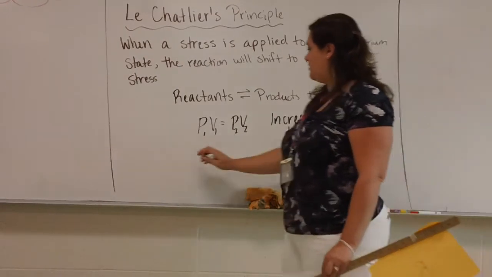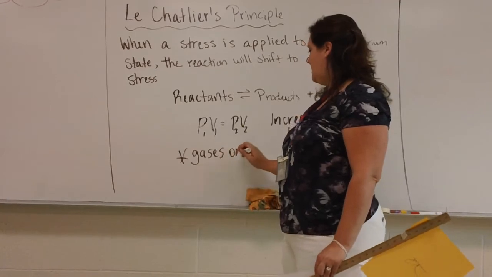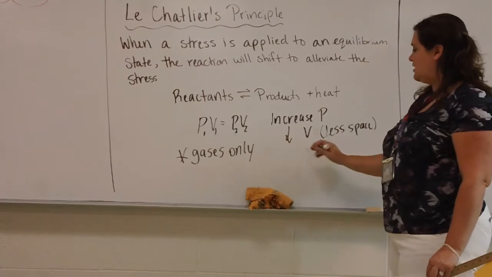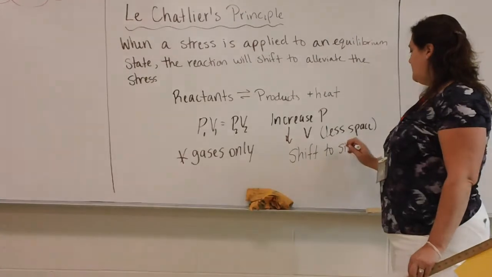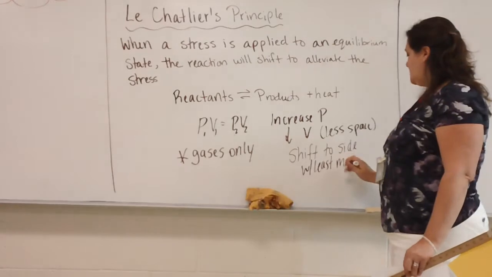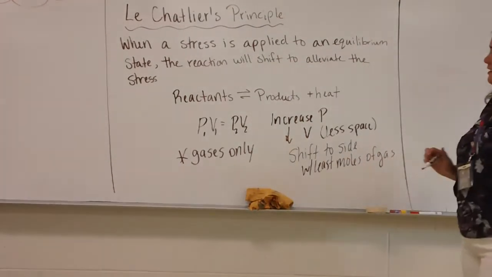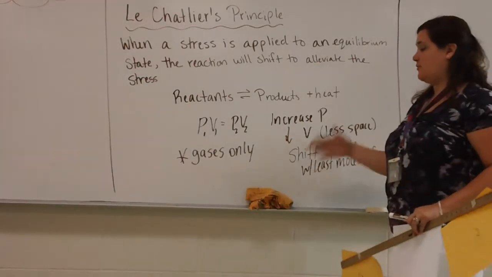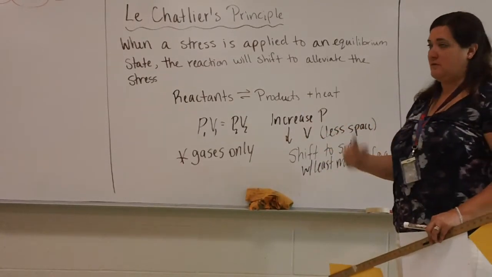Now pressure and volume only affect gases. Okay? So the way this works is, if you increase your pressure, you have less space. So your reaction would shift to the side with least moles of gas. Okay. So if you increase your pressure, it goes to the side with least moles of gas. If you decrease your pressure, you have more space, higher volume, and it would shift to the side with the most moles. It would be the opposite.